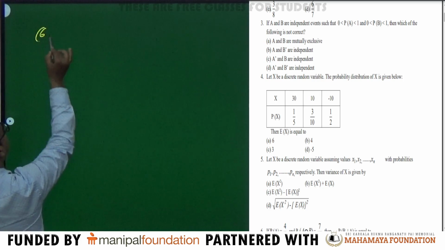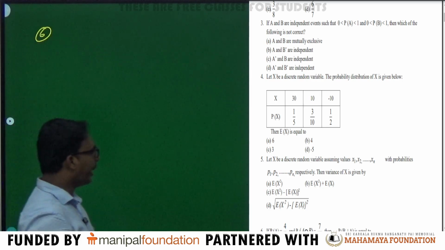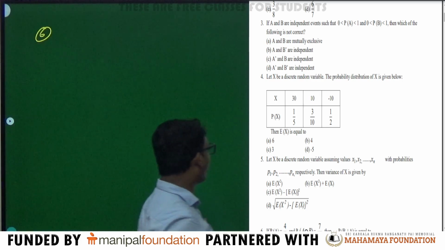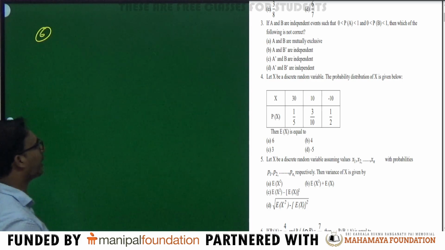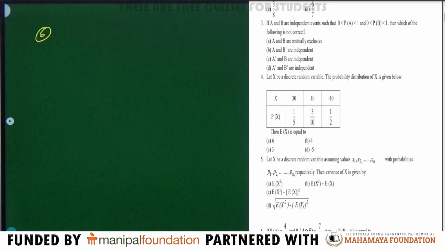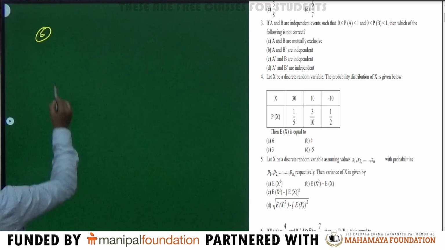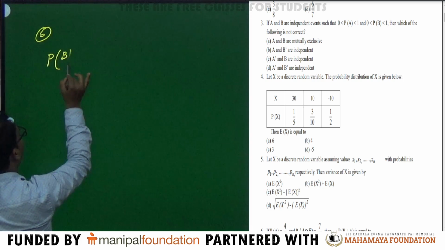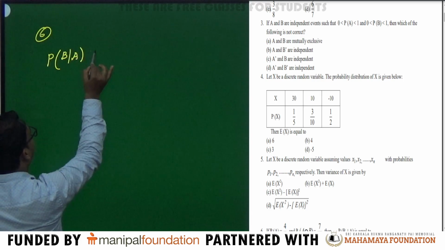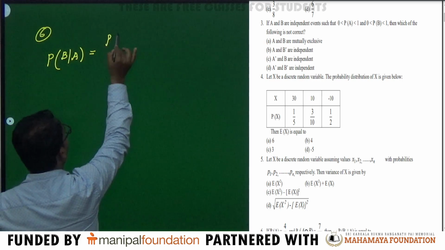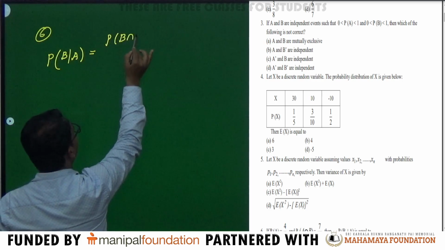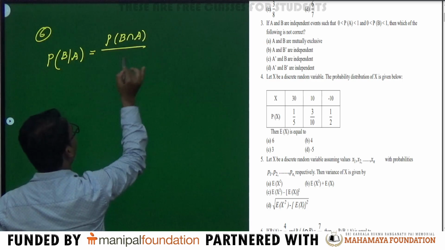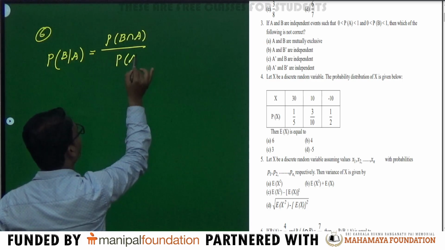Question number 6. If probability of A is equal to 4 by 5 and the probability of A intersection B is 7 by 10, then probability of B bar A. The formula to find probability of the event B given that A has already occurred is equal to probability of B intersection A upon probability of A.